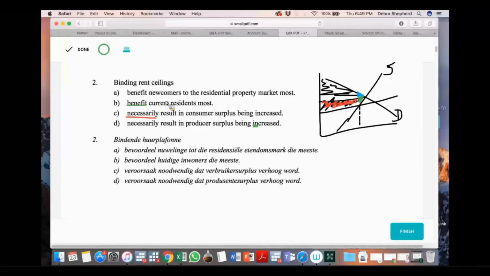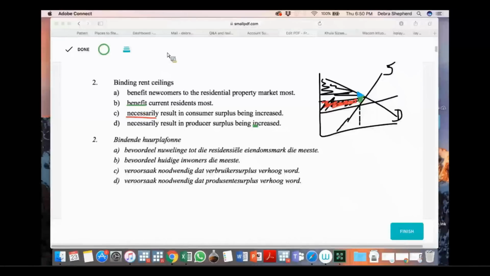It's not necessarily going to benefit newcomers. The reason why is that the result of a binding rent ceiling is that it leads to an undersupply of houses. It leads to a shortage of houses. So if there's a shortage of rental houses, you're someone who already has an apartment in place. That is very different to someone coming into the market, who now actually ends up losing the chance to find a rental apartment because there's less available.